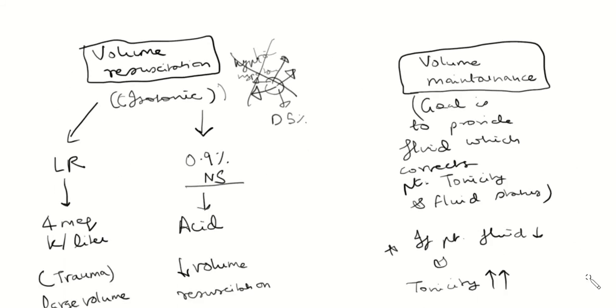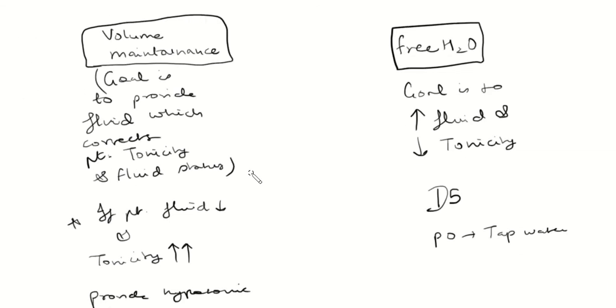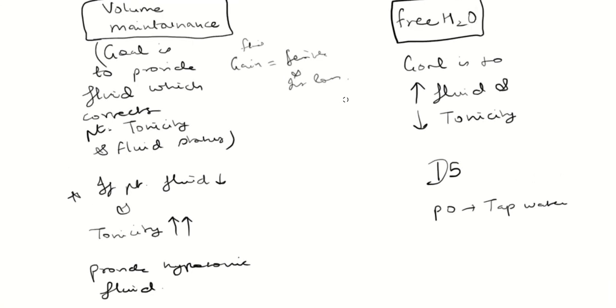Now, the next one is what? Volume maintenance. The goal is to make sure fluid gain equals sensible and insensible loss. And the goal is to provide the fluid which compensates for the patient's tonicity and fluid status. So if the fluid status, ECF, is low, that's when you give these fluids to maintain.